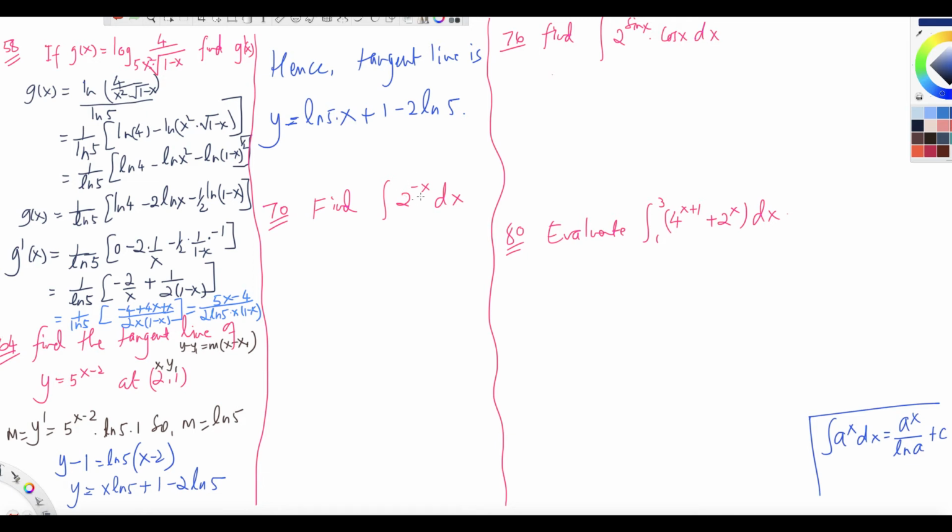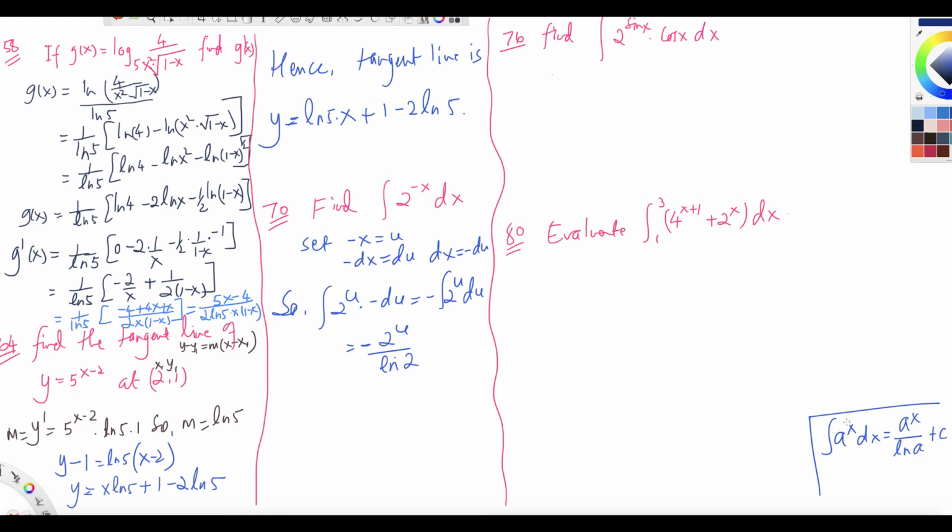But there is no x, there is only negative x, so we need to do the substitution. Set negative x equals u, then negative dx equals du. So dx is negative du. Instead of dx I am writing negative du, and this is 2 to the u. So the integral is 2 to the u times negative du, that is negative of the integral of 2 to the u du. What is the integral of that? That is basically negative 2 to the u over natural log of 2.